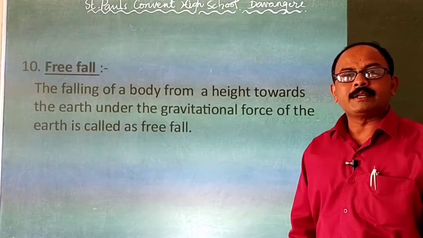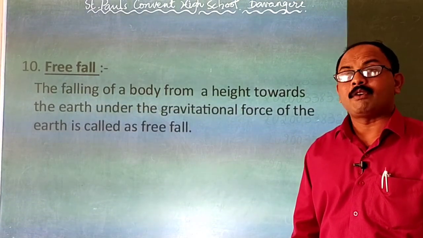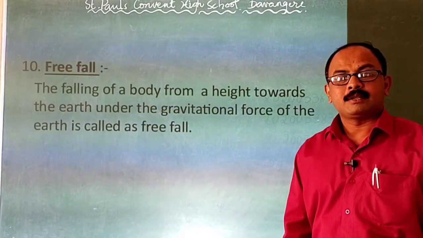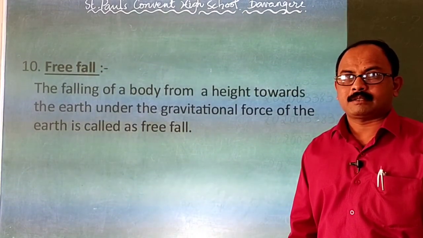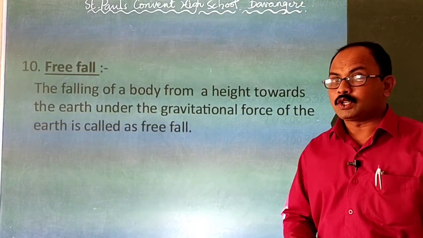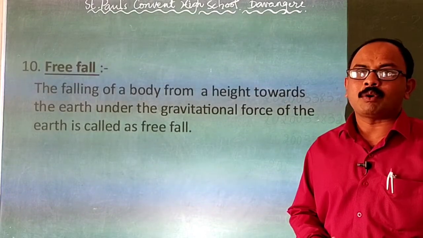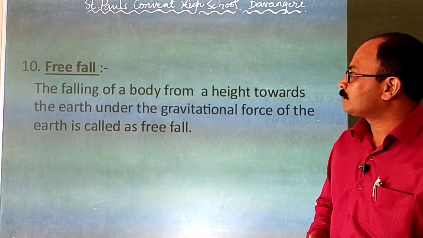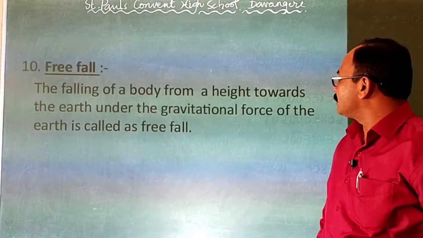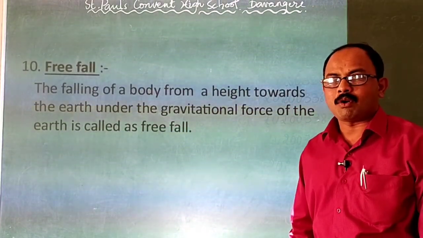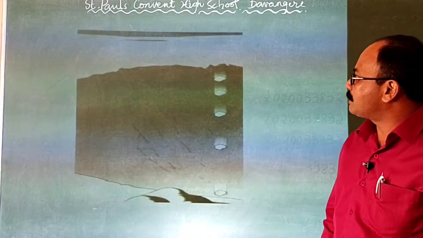Therefore, how do we define the word free fall? Free fall, as the name itself says. The falling of an object from a height towards the ground under the gravitational force of the earth is called free fall. The falling of a body from a height towards the earth under the gravitational force of the earth is called free fall. The diagrammatic representation, children.